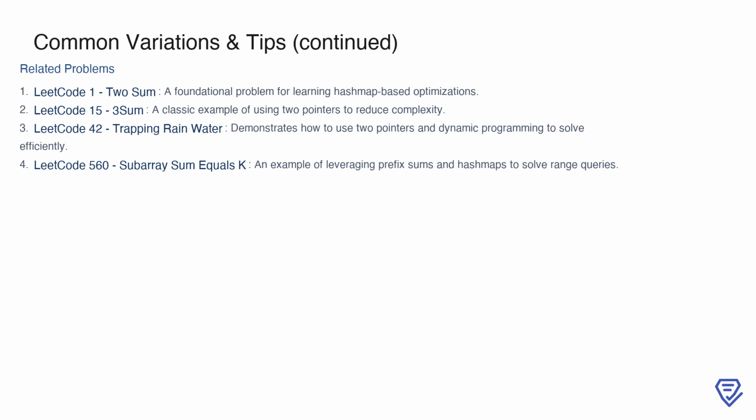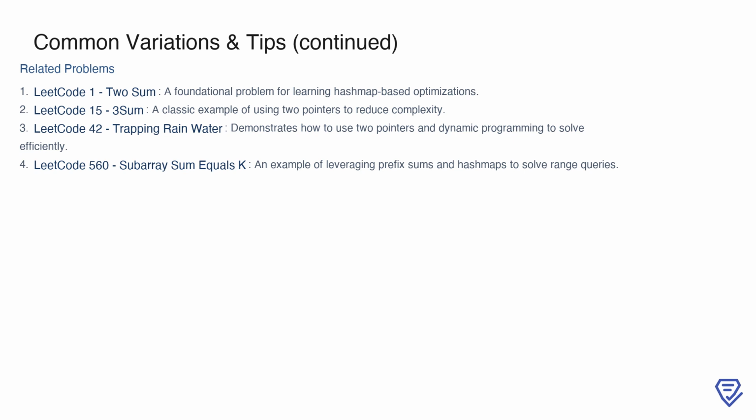To strengthen your problem-solving skills further, it helps to study related problems that share similar techniques. For instance, LeetCode 1, Two Sum, is a foundational problem for understanding hash map-based optimizations. It's a great starting point for mastering efficient lookups. LeetCode 15, Three Sum, introduces two-pointer techniques, which are highly effective for reducing complexity in problems involving sorted arrays. Another classic example is LeetCode 42, Trapping Rain Water, which combines two pointers with dynamic programming concepts to solve a problem efficiently. Finally, LeetCode 560, Subarray Sum Equals K, is an excellent case for leveraging prefix sums and hash maps to handle range queries.